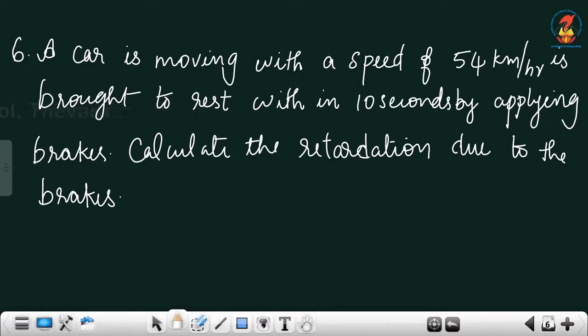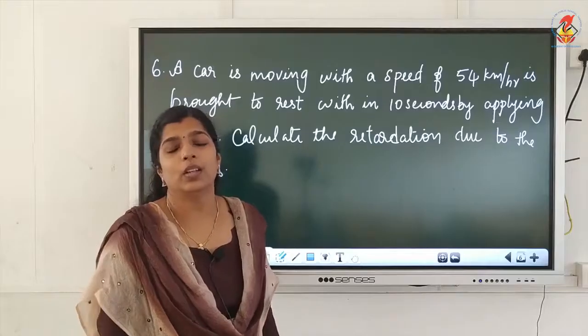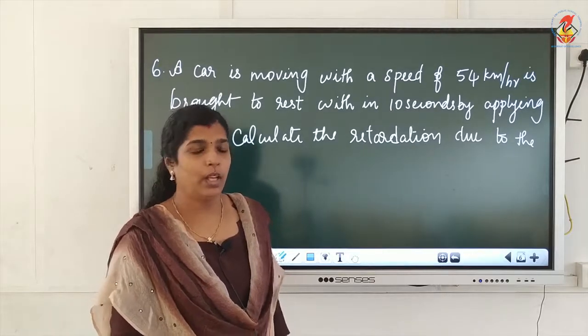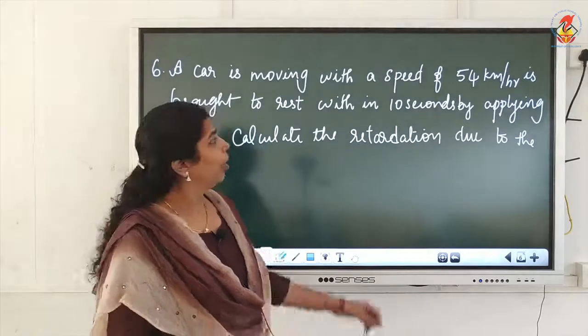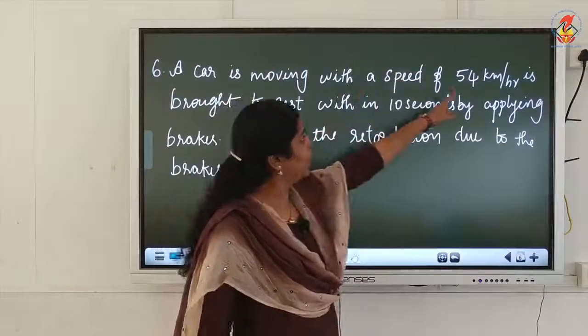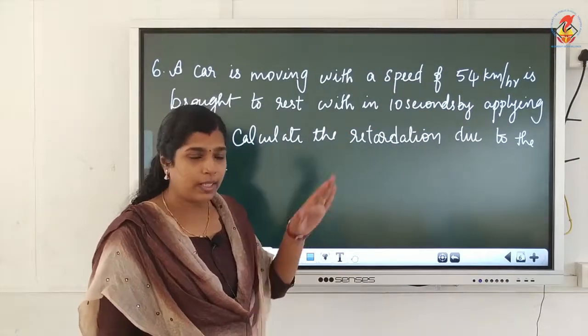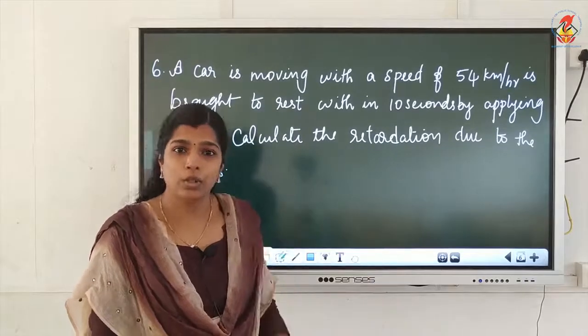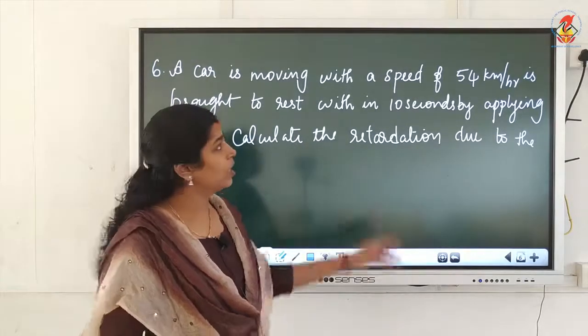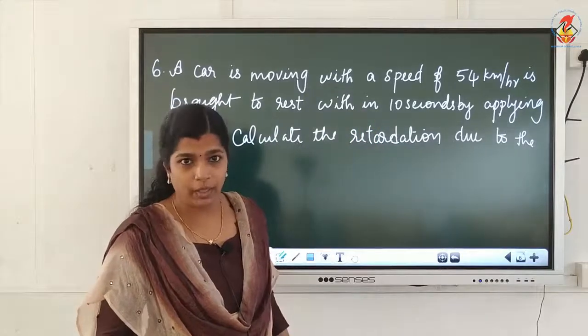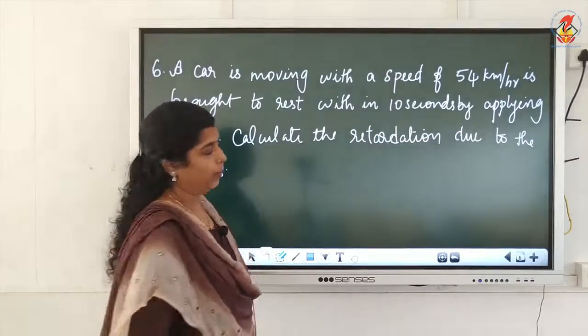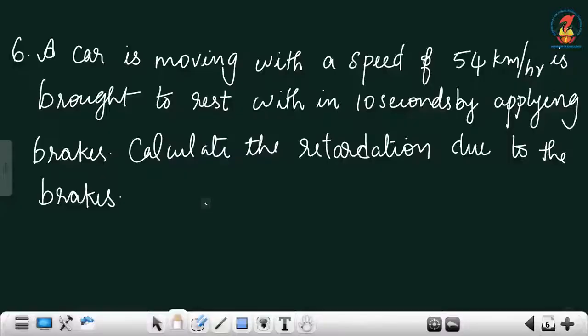Brakes are applied. Then what will happen if a vehicle is moving and brakes are applied? Then that vehicle will come to rest. If it comes to rest, then its velocity will become 0. So, that car is moving with a speed of 54 km per hour. That is the initial velocity. Brakes are applied and the car will come to rest. So, initial velocity is 54 km per hour. Final velocity is 0.